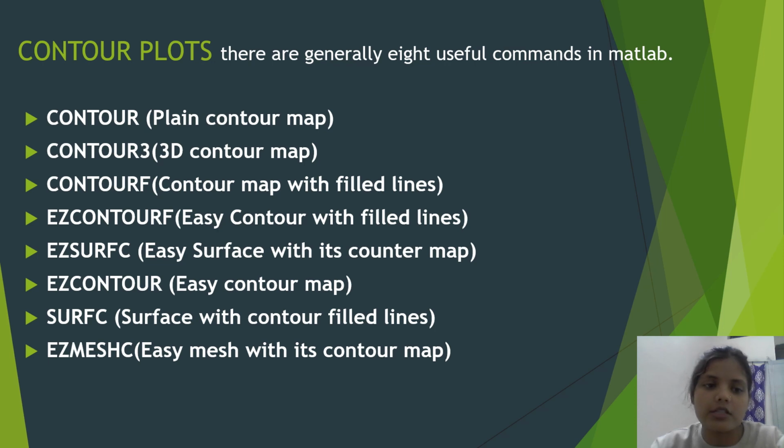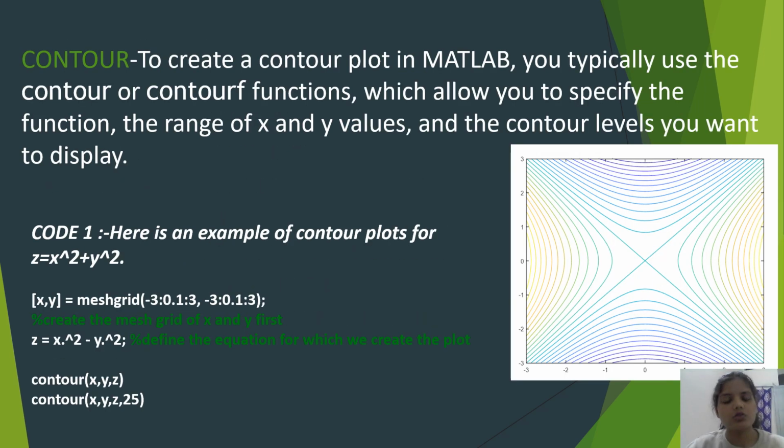The next one is ezsurfc, which is used to produce the contour map with its surface. And the next one is ezcontour, which is used to produce the simple ezcontour map. The next one is surfc, which is used to produce the surface with the contour filled lines. And the other one is ezmeshc, which is used to produce the mesh with its contour map. So let me start from our first command, that is contour.